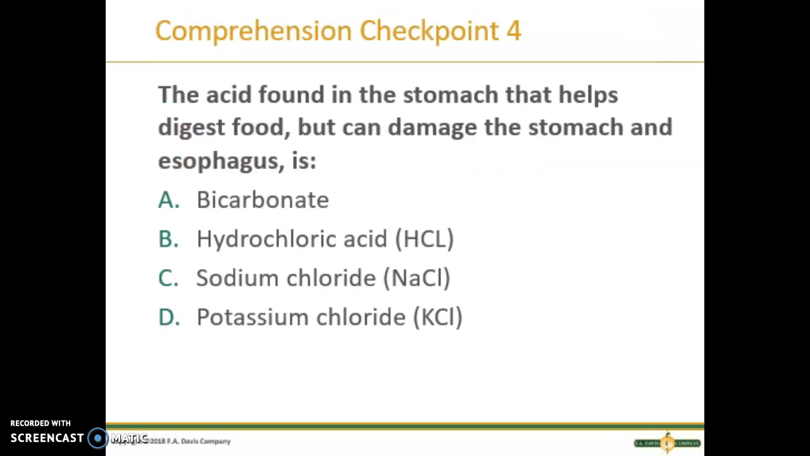Comprehension checkpoint 4, we're getting close. Okay, here we go. The acid found in the stomach that helps digest food but can damage the stomach and esophagus is, you should have selected B, hydrochloric acid, HCl.